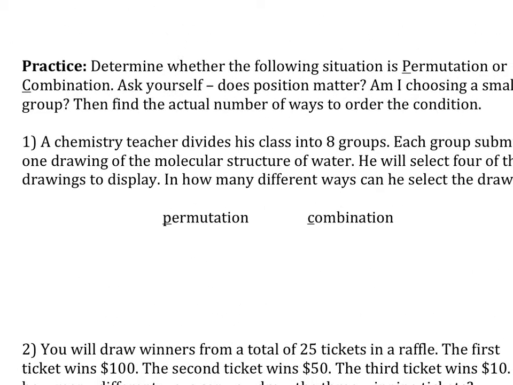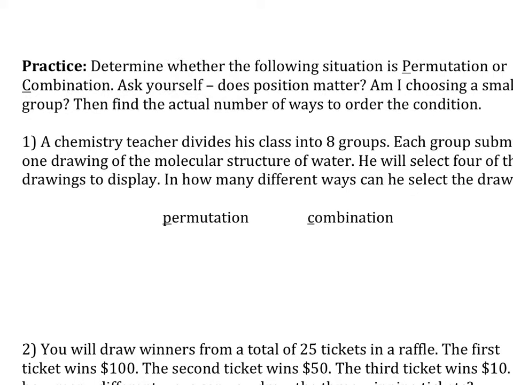Let's actually do the problems. Okay, so you're going to figure out whether you're going to use permutation or combination. So you're going to ask yourself, does position matter? If position matters, if this person cannot be the same as that person, then use P, permutation. If you're choosing a small group out of a big group, use C, combination. Okay, so let me do one with you guys, and then you guys are going to pick all the other ones.